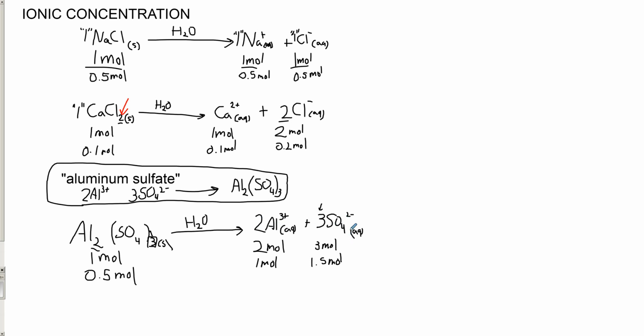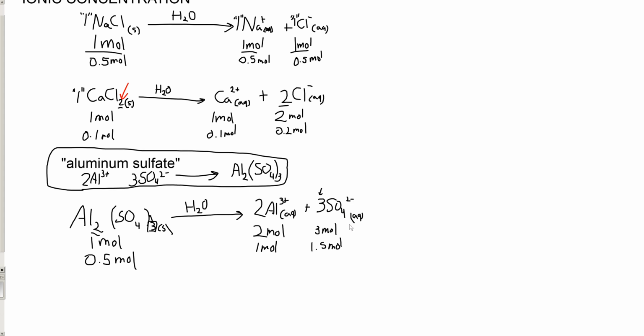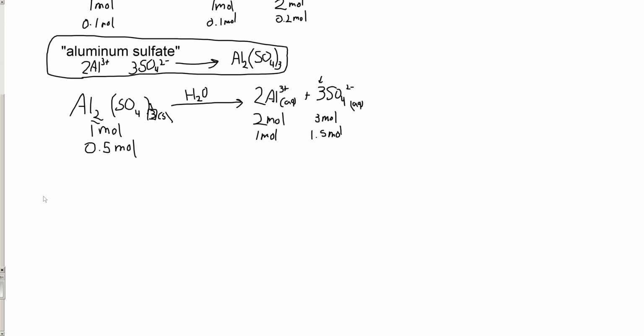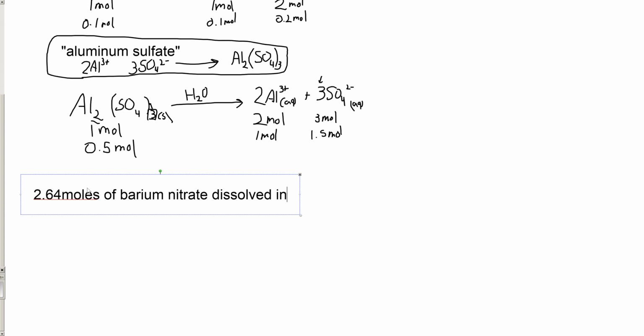So let's do a very simple example. Now we're going to bring concentrations into the mix. I'm still going to stick with moles. The next one, we're going to do grams at the start. But for now, we'll stick with moles. So let's say I have 2.64 moles of barium nitrate dissolved in 7.33 liters of water.